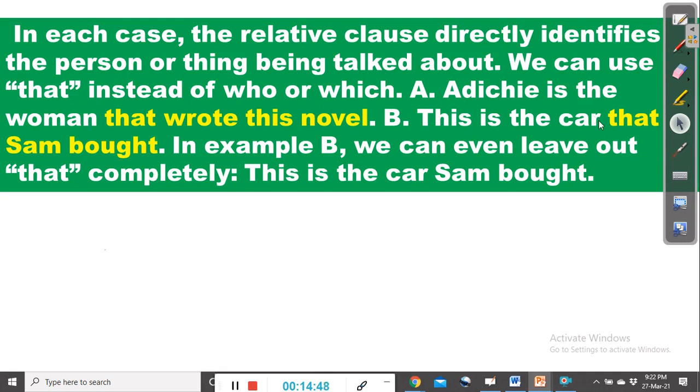If we say this is the car, then again the essential part of the meaning that we want to convey is also left out. So you can't leave out the defining relative clause because it is central to the information we want to convey.